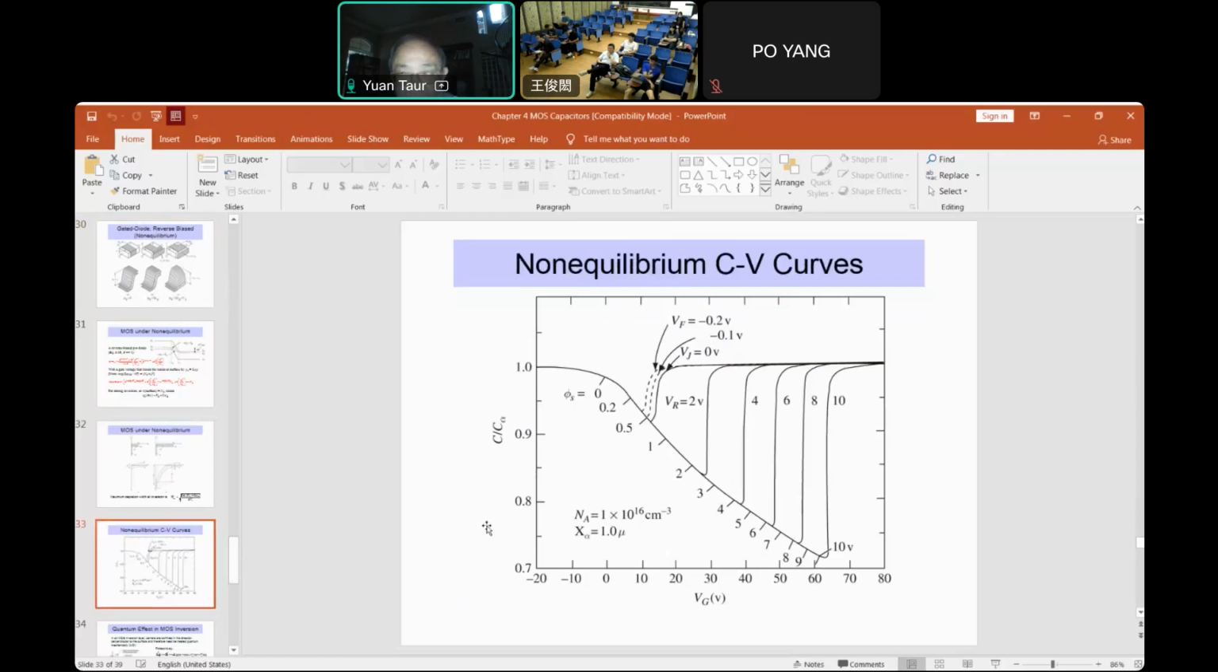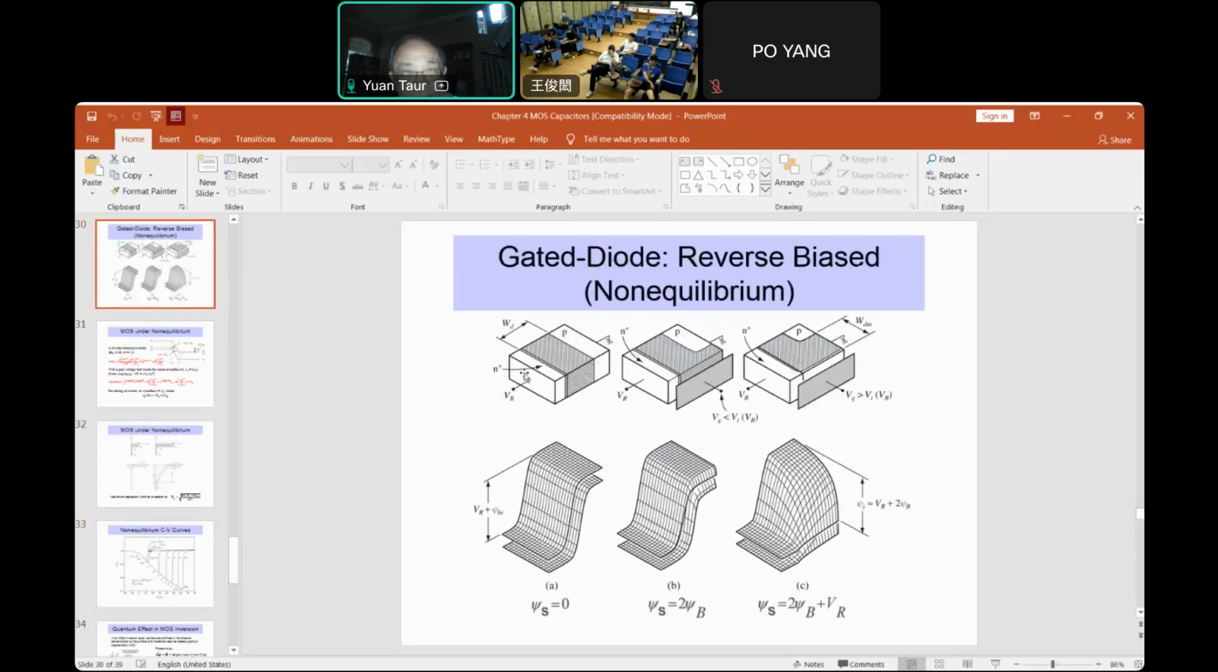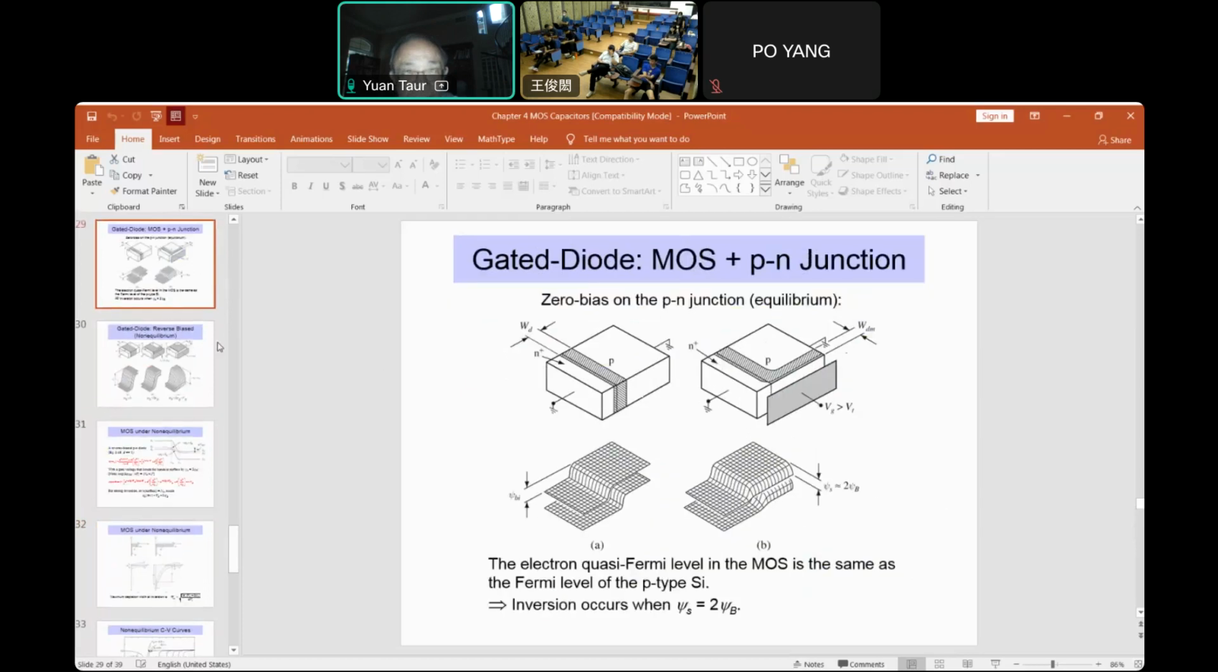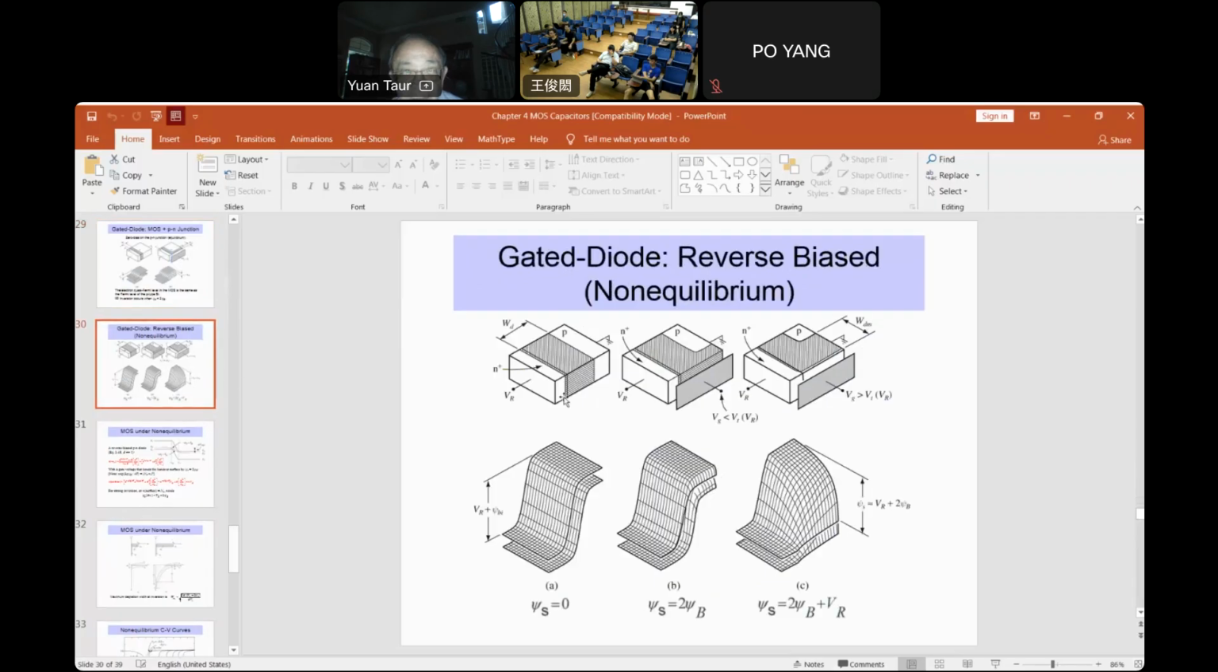Last chart on this. Okay, we finish this before we take a break. You can also look at the CV curves. Assume that you have this situation, and we apply different reverse bias, and then measure the CV.